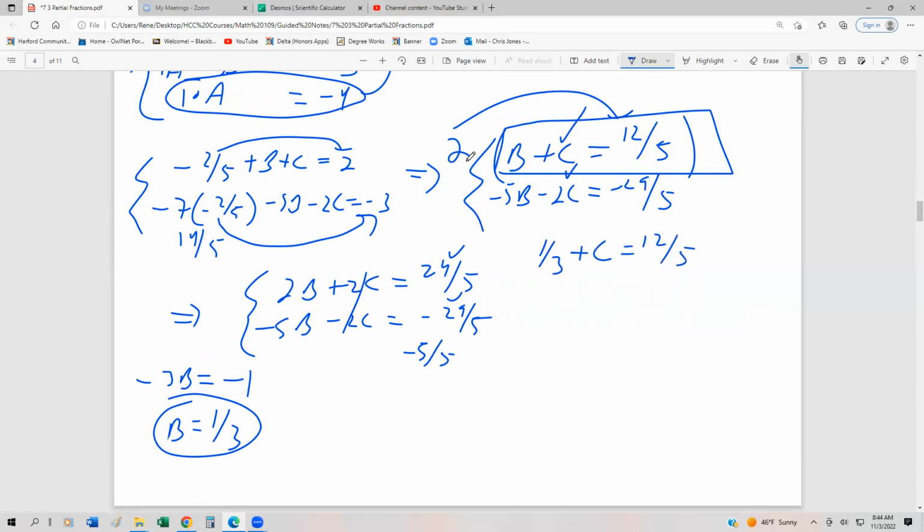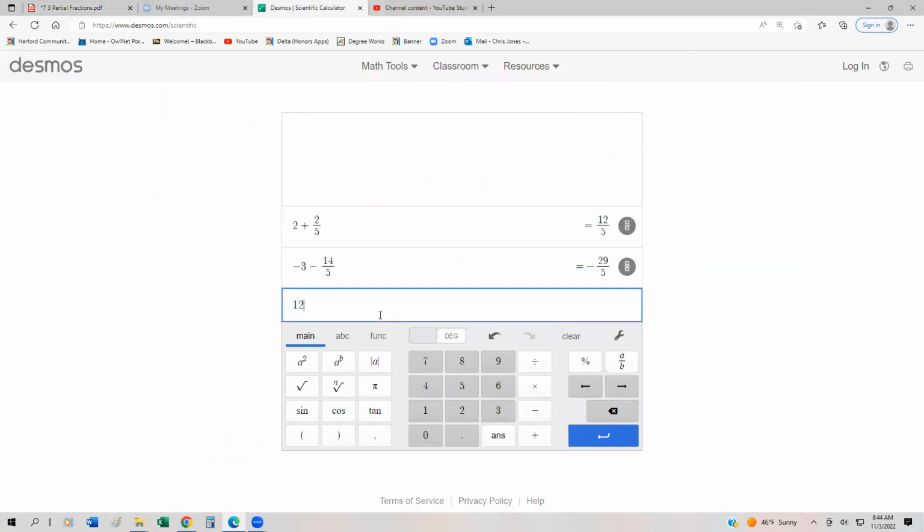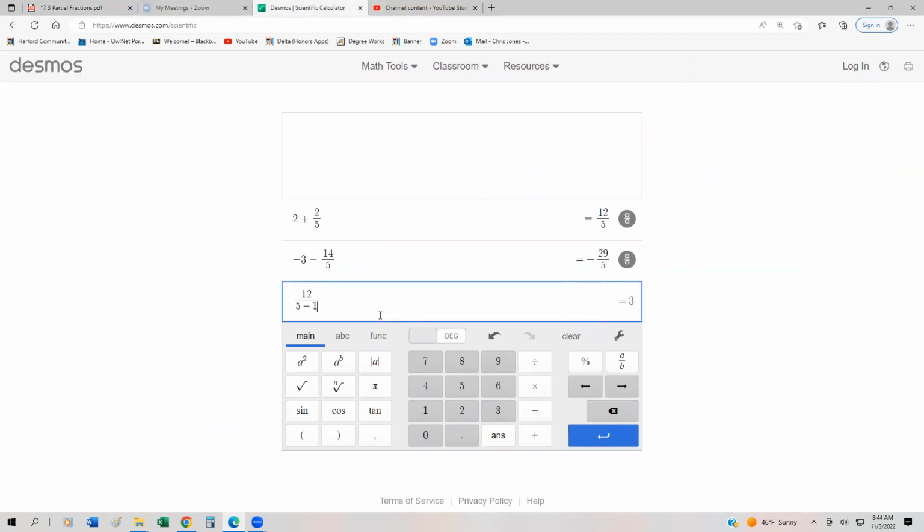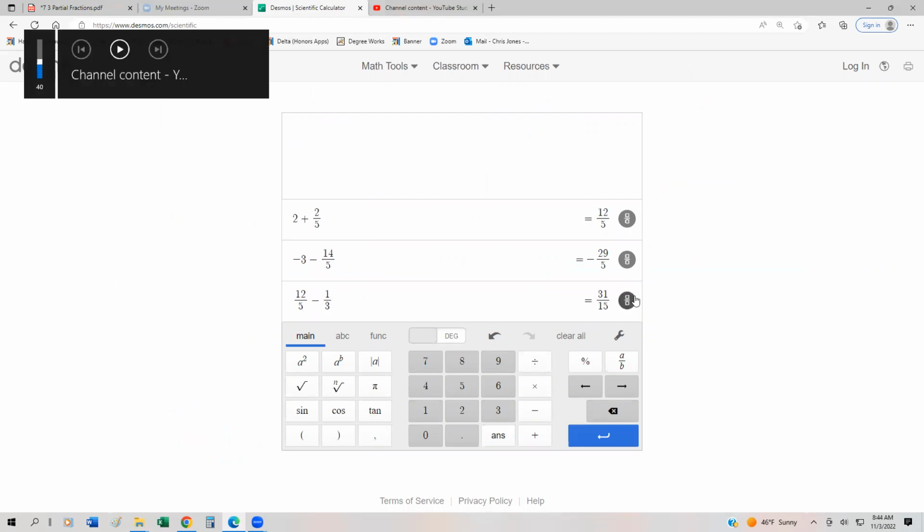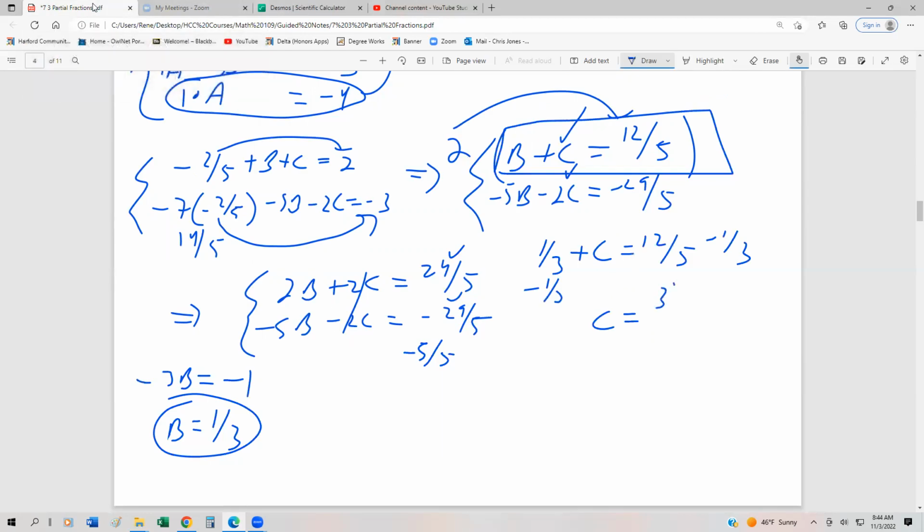And then we can just go in our calculator and subtract 1/3 from both sides. So 12/5 minus 1/3 is going to give us 31/15. So c is 31/15.